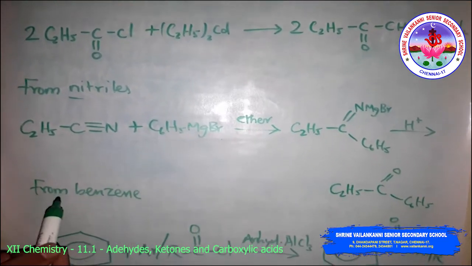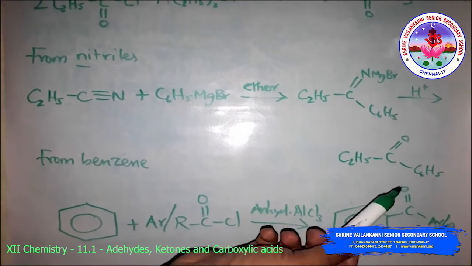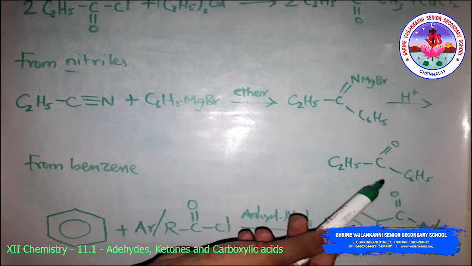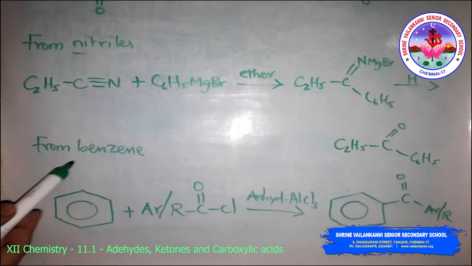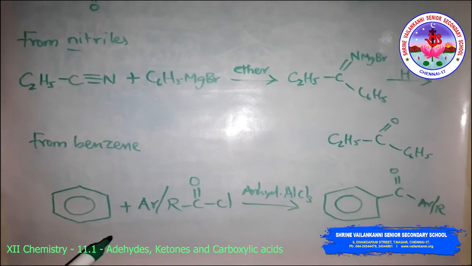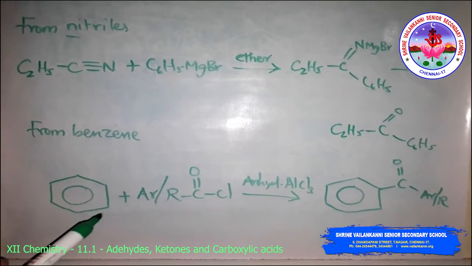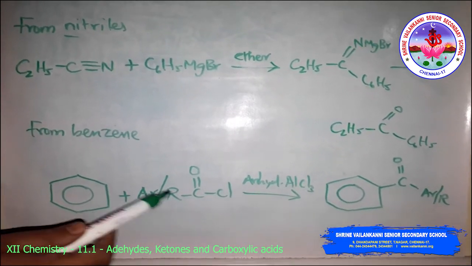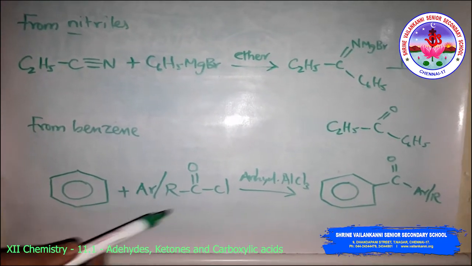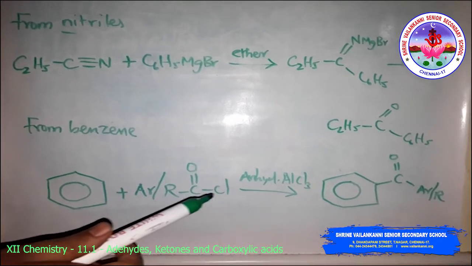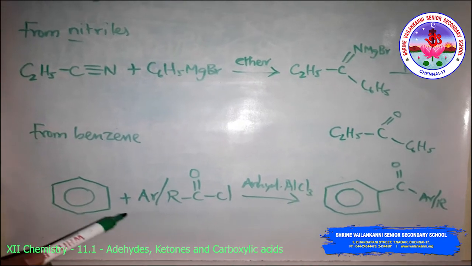This name is propiophenone, or 1-phenyl propanone. Then from benzene: when benzene or substituted benzene is treated with an acid chloride in the presence of anhydrous aluminum chloride, it gives the corresponding ketone. This reaction is known as the Friedel-Crafts reaction. Here, benzene or substituted benzene.